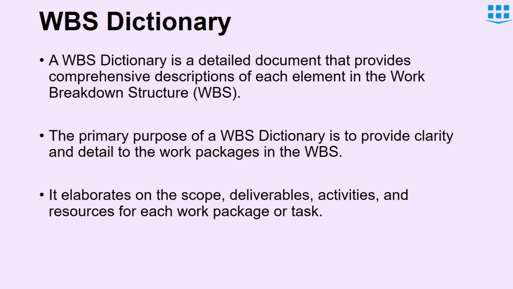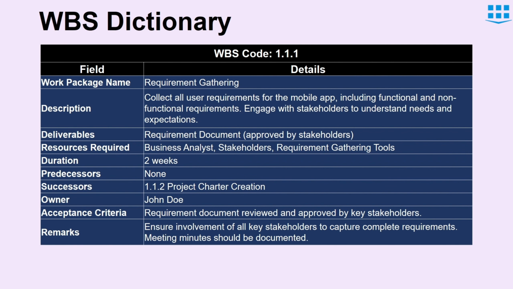Now, the last topic of this video is the WBS Dictionary. A WBS Dictionary is a detailed document that provides a comprehensive description of each element in the work breakdown structure. The primary purpose of a WBS dictionary is to provide clarity and detail to the work packages in the WBS. It elaborates on the scope, deliverables, activities, and resources for each work package. Here is a template of a WBS dictionary.